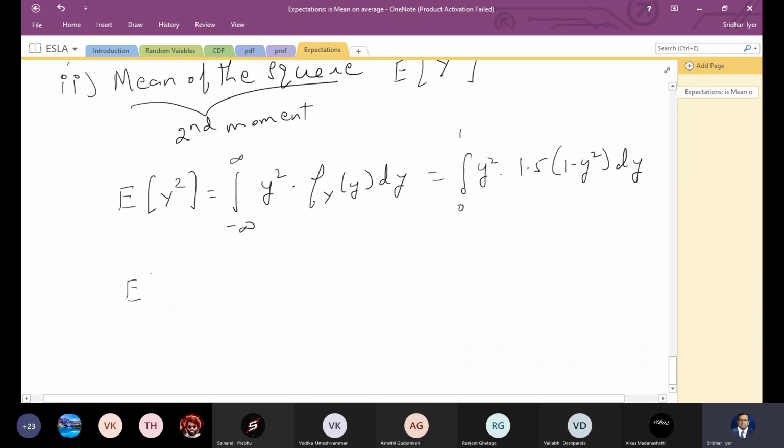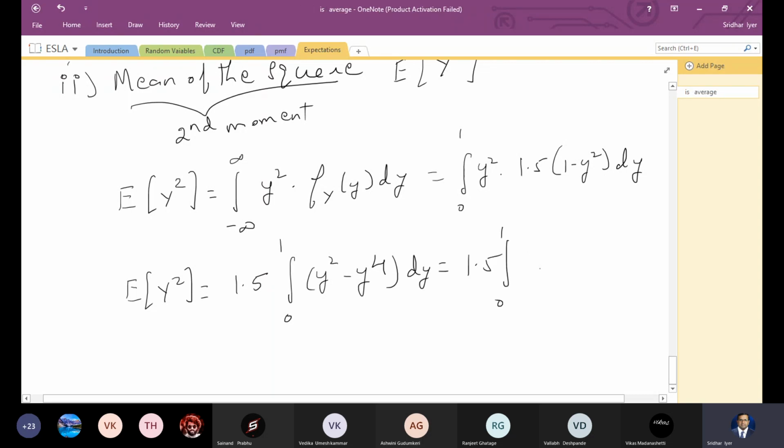Therefore, E of y square. Now let's get the 1.5 outside the integral, and you'll have 0 to 1. Let's multiply the y square with 1 minus y square. It will have y square minus y raised to 4 dy, which will be 1.5 integral 0 to 1 of y cube by 3 minus y raised to 5 by 5 dy.